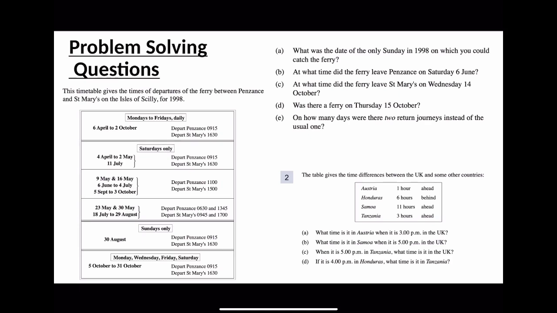Here are some problem-solving questions. This timetable gives the times of departures of the ferry between Penzance and St Mary's on the Isles of Scilly for 1998. It's a little bit of a different layout, but the questions and the skills that you've got are just the same as in the earlier questions. So answer that question and question 2. Pause the video whilst you answer the questions. Be ready with your purple pen to mark your answers when you start the video again.